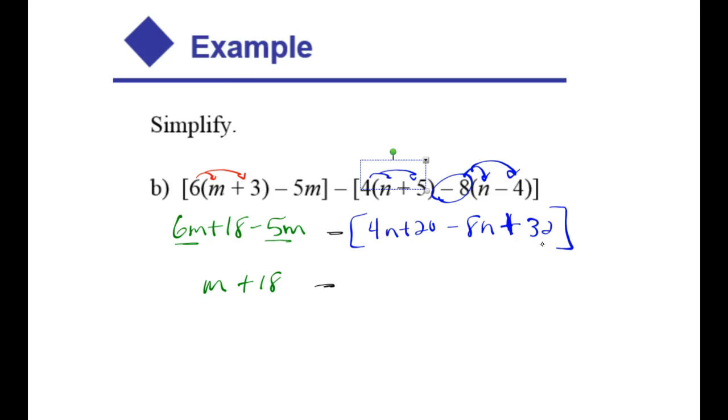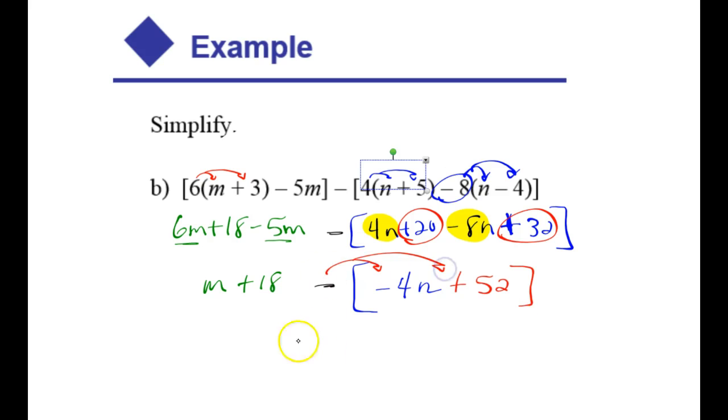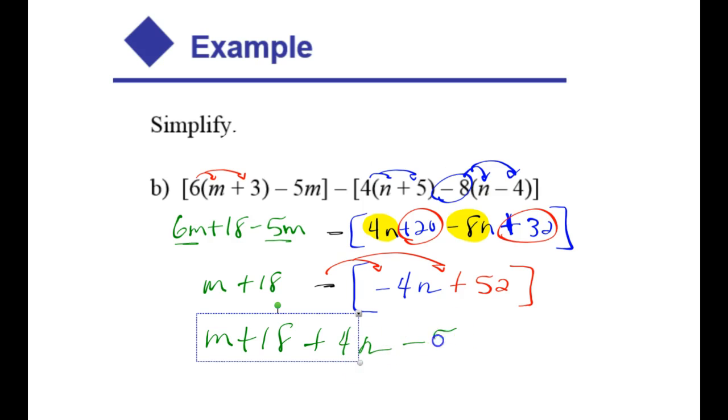And then try to combine some like terms here. So I'm going to combine the 4n, take away 8n for negative 4n. Remember, signs are different. Subtract, keep the sign of the larger. And I'm also going to combine the 20 and the 32 for a total of 52. Distributing the negative, this is still m plus 18, but it's now plus 4n and a minus 52.